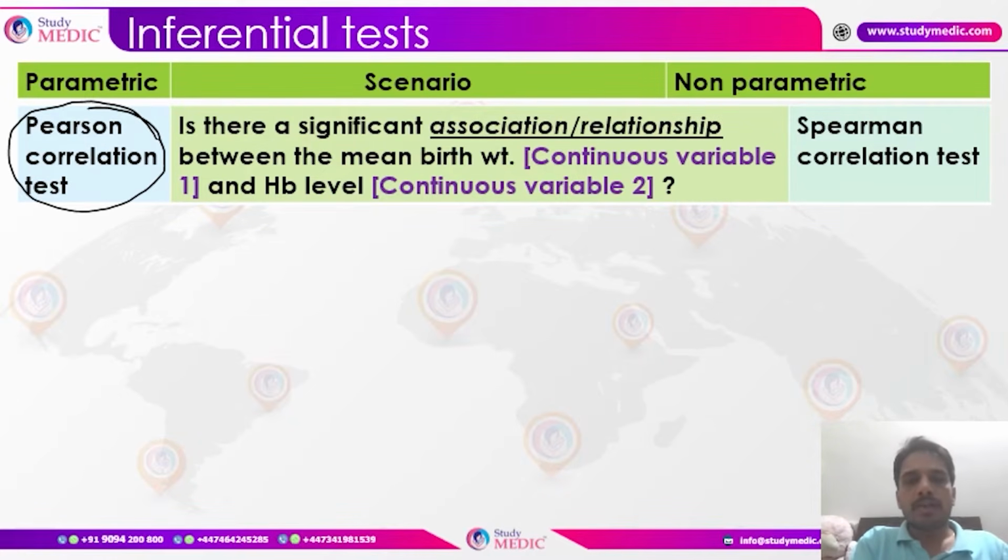And when it is not normally distributed, or if one of the variables is an ordinal variable, then we use an alternative non-parametric equivalent called the Spearman correlation test.